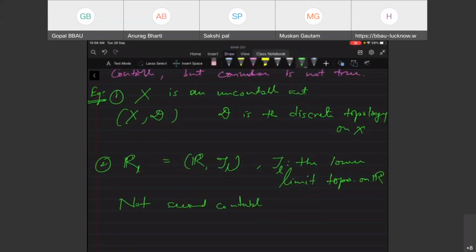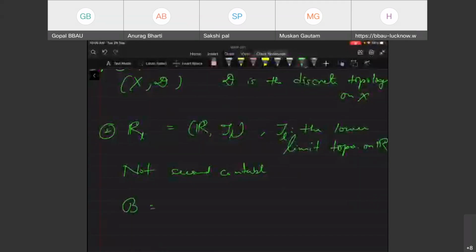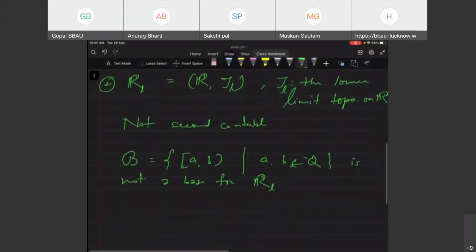Okay? You cannot argue like this. We argued here that this is a base, so here we took all open intervals with rational endpoints. We cannot say this here. This collection, where a and b are both rational numbers, is not a base for R l. In fact, there is no countable base for R l.